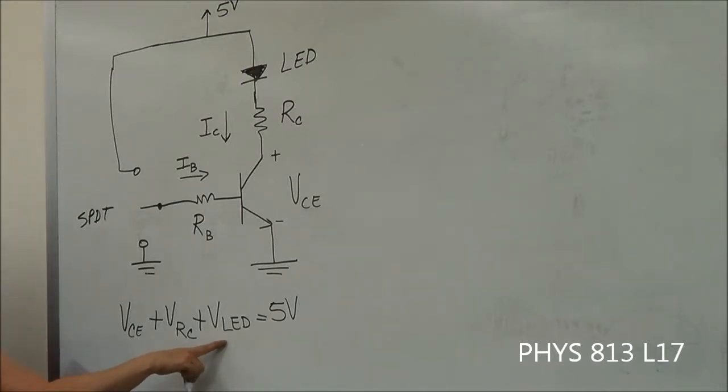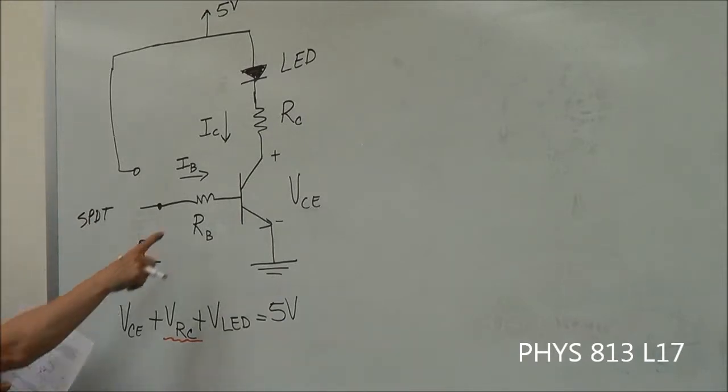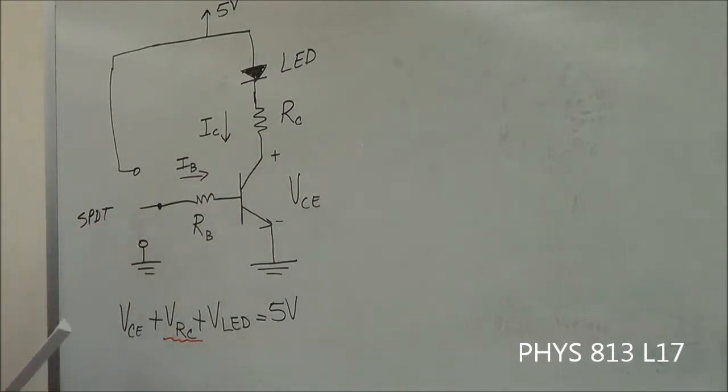It also says that the voltage for the LED is 2 volts. So I'm going to actually let you do a few of these calculations. They're not very complicated. What I'm going to do, though, is make sure you know what you're supposed to be solving for, although it actually tells you. So you're going to be solving this for the voltage across the collector resistor.